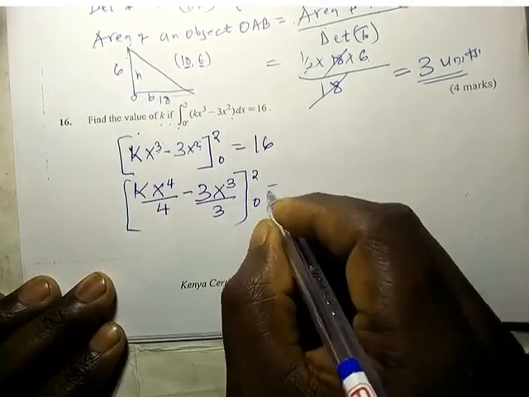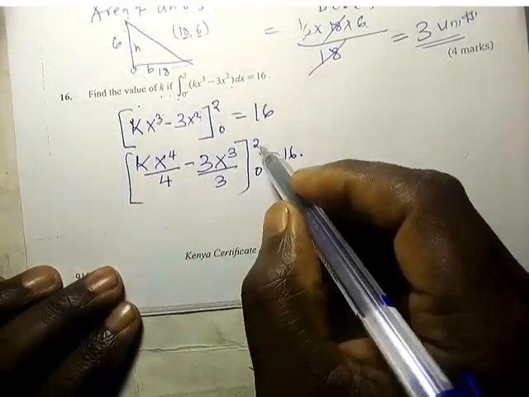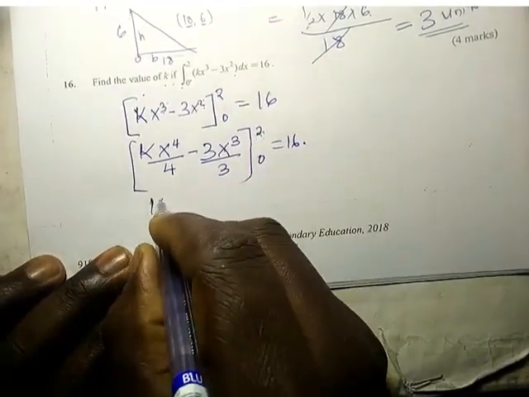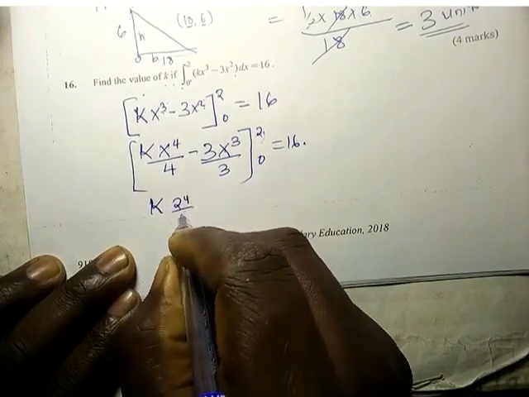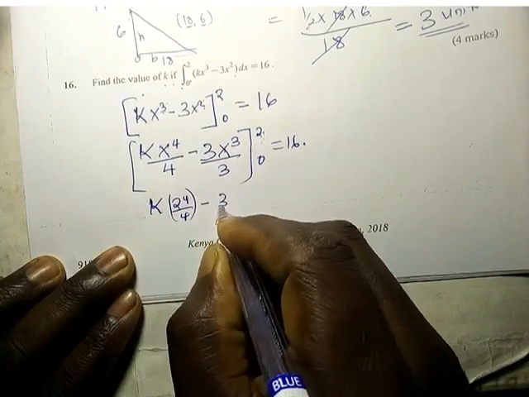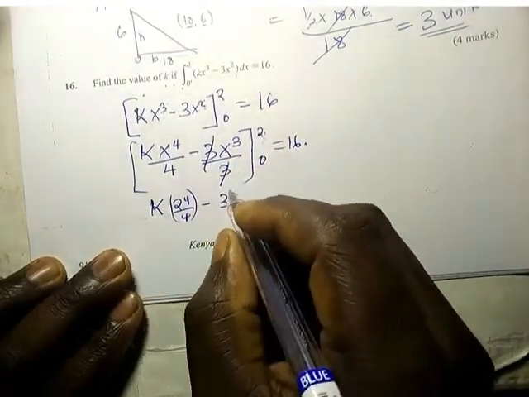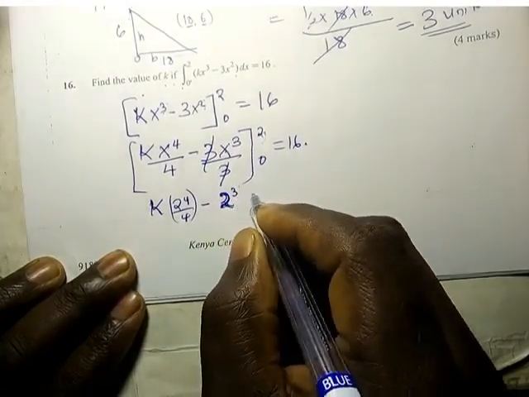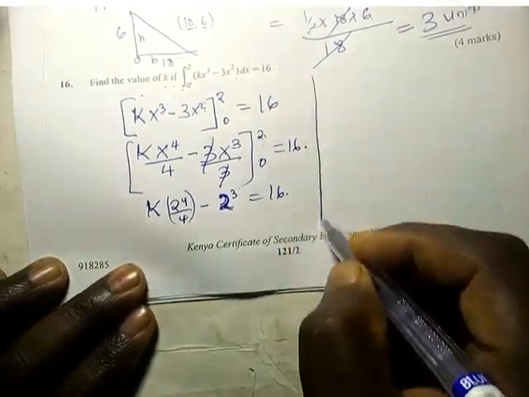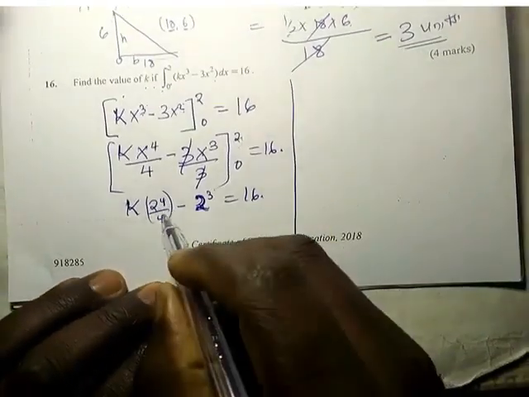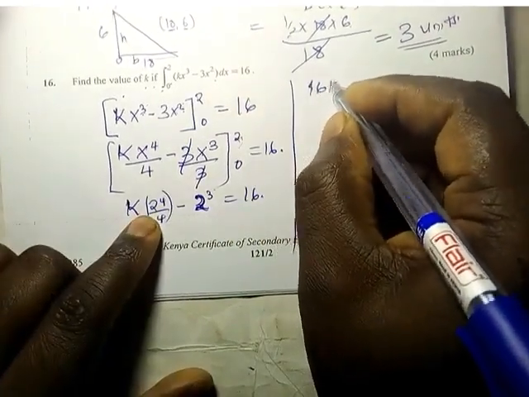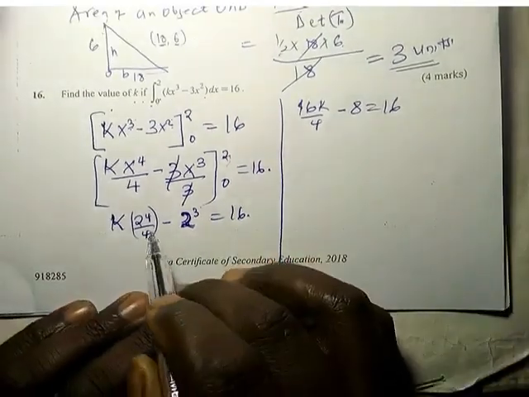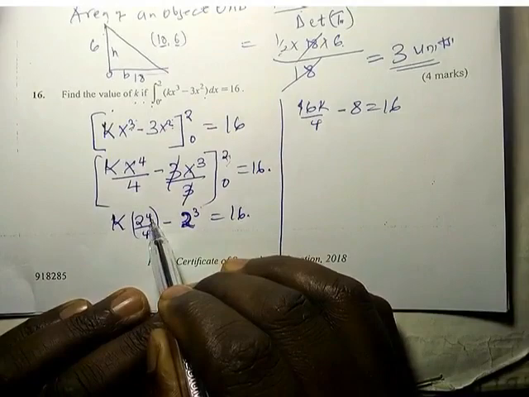Limits 2, 0, equal to 16. Now our value of x is 2. Whenever we have x, we substitute with 2. So we will have k times 2 raised to power 4 over 4, minus 3 over 3, this one will cancel out, times 2 raised to power 3, is equal to 16. So we will have now 16k over 4 minus 8. The answer is 16. 2 raised to power 4 is 16.